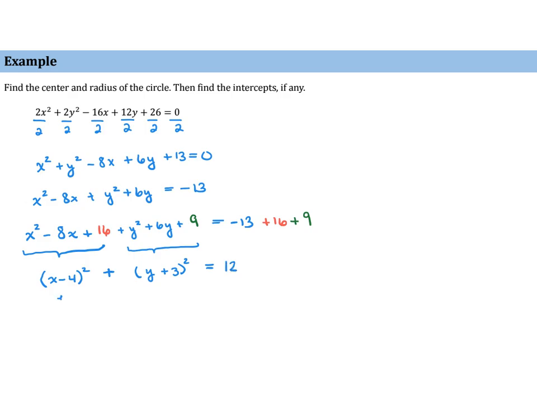So this means that h equals 4, k equals negative 3, and r is going to be the square root of 12. But that is 2 square roots of 3. So this tells us our center is (4, negative 3), and the radius is 2 square roots of 3.